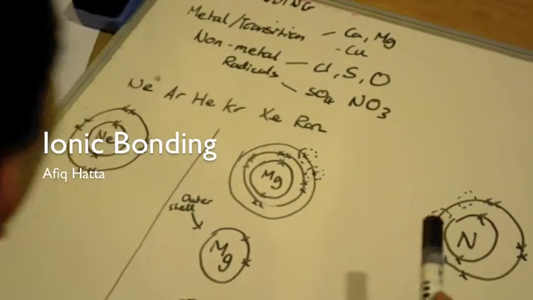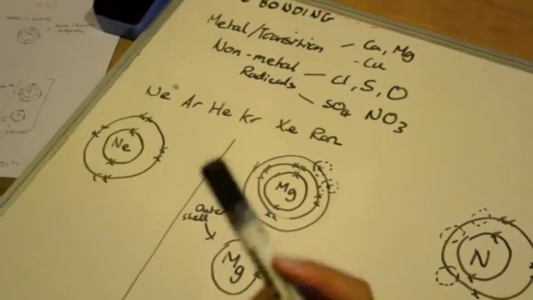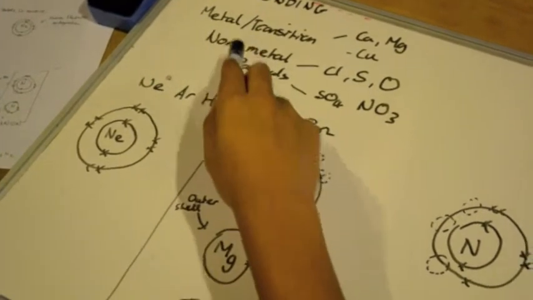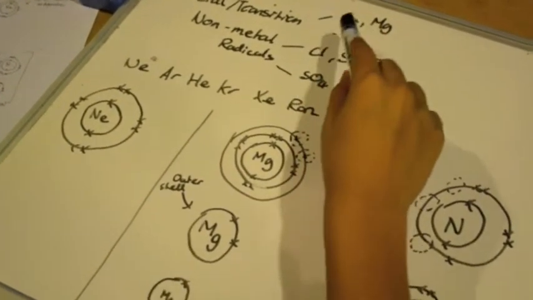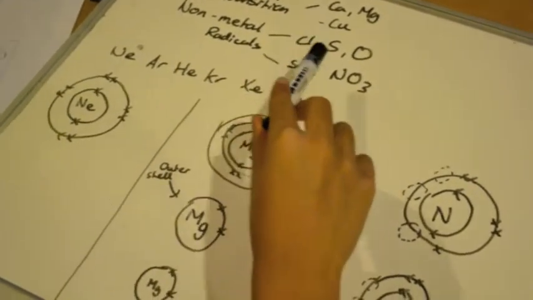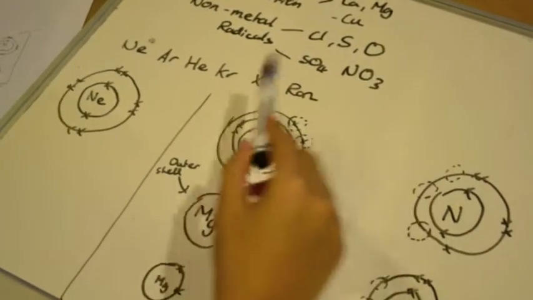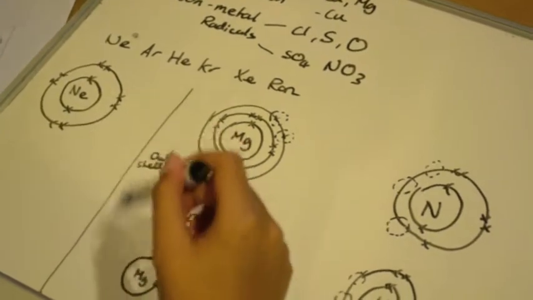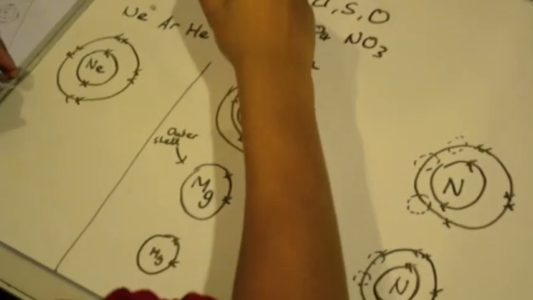Ionic bonding, a method of bonding two substances which are metals or transition metals such as calcium, magnesium, and copper, with non-metals such as chlorine, sulfur, and oxygen, and radicals such as sulfates and nitrates.